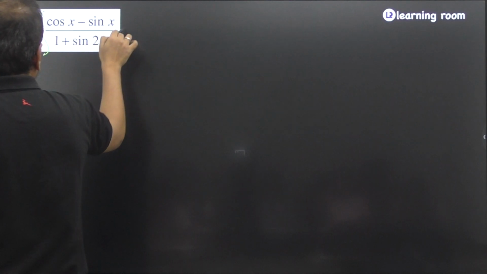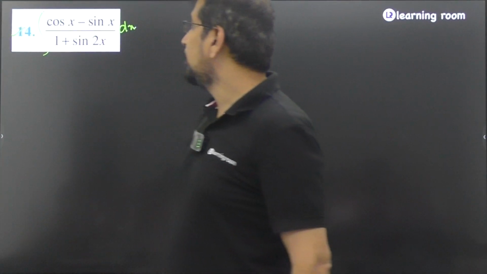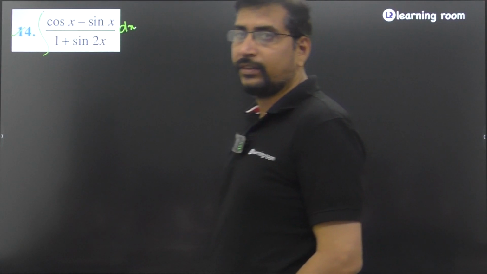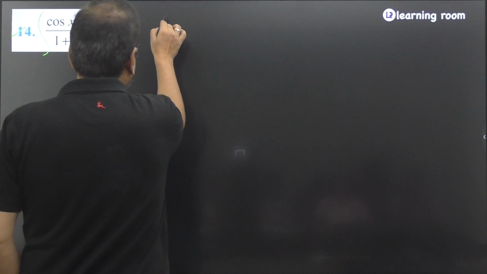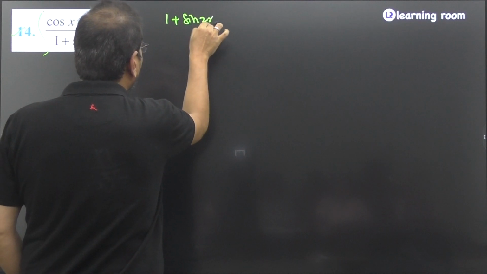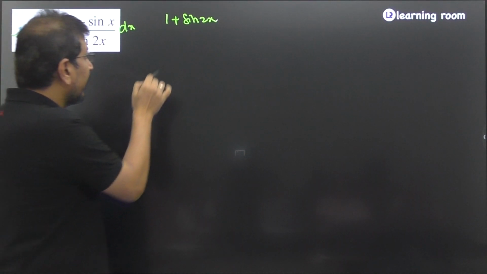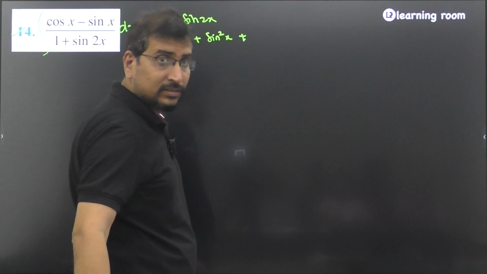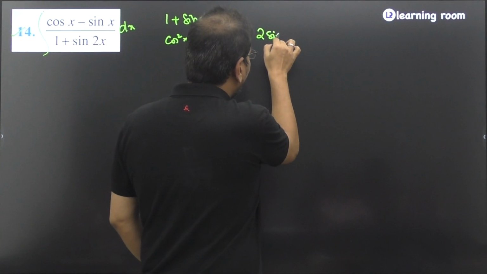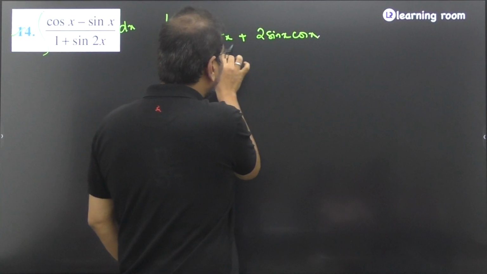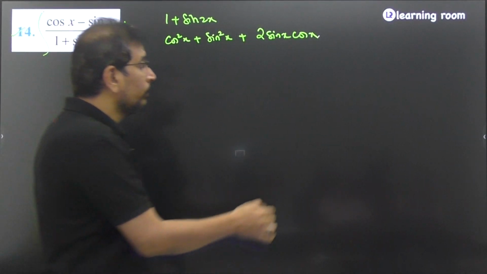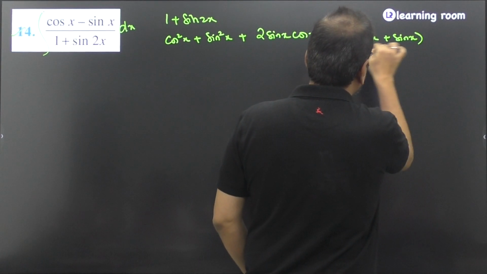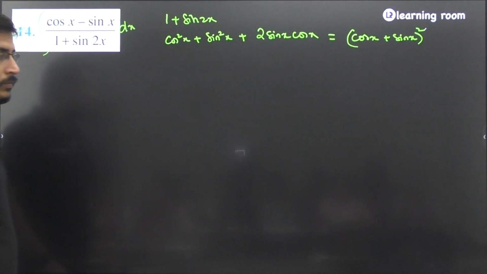So let's do the 14th question. What is the integral of (cos x minus sin x) divided by (1 plus sin 2x)? Okay. See, whenever you have this 1 plus sin 2x, you can write this 1 as cos square x plus sin square x, and you can write the sin 2x as 2 sin x cos x. So a square plus b square plus 2ab is going to give you (cos x plus sin x) the whole square. Okay.